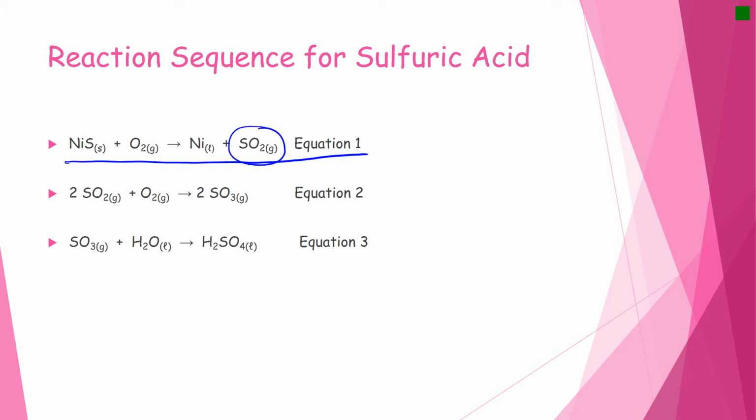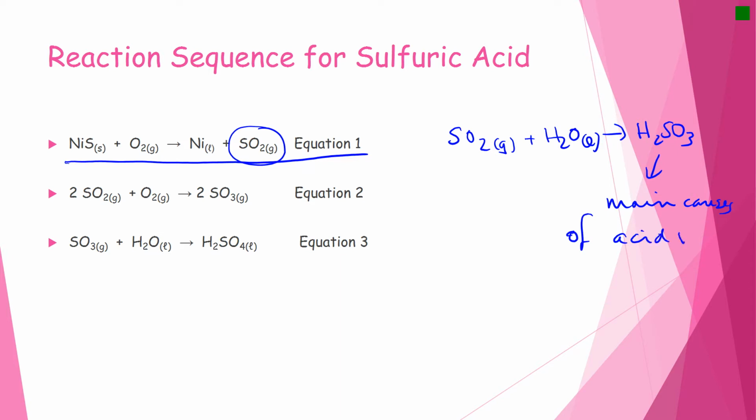Now, the Australian government has told industry they are not allowed to dump sulfur dioxide into the atmosphere because sulfur dioxide in the atmosphere can combine with water to form sulfuric acid, which is one of the main causes of acid rain. So, at the Kalgoorlie nickel smelter, they have to recover the sulfur dioxide gas.